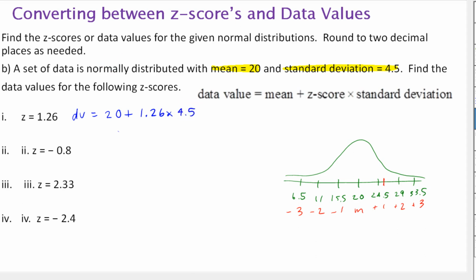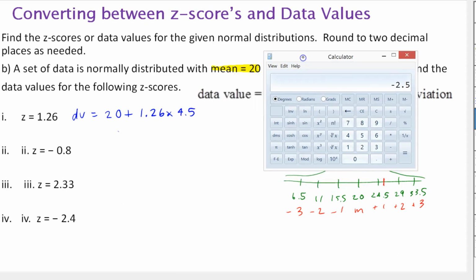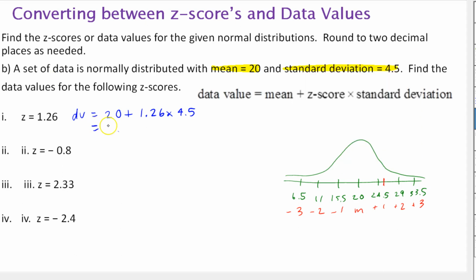And we'll do this on the calculator. So it's the mean plus 1.26 times 4.5. So 25.67. And let's just take a look. That seems right. It's between 24.5 and 29. Let's look at the next one.